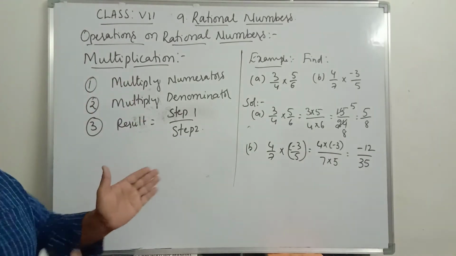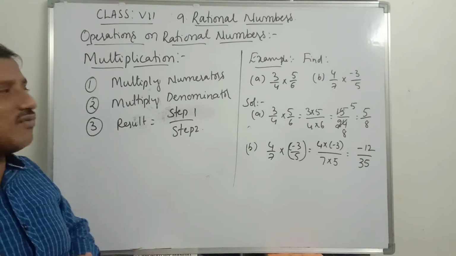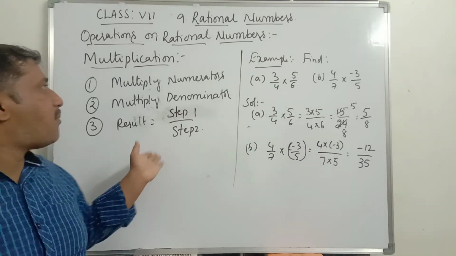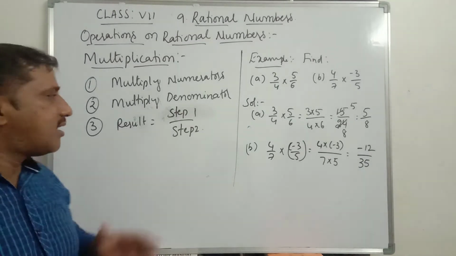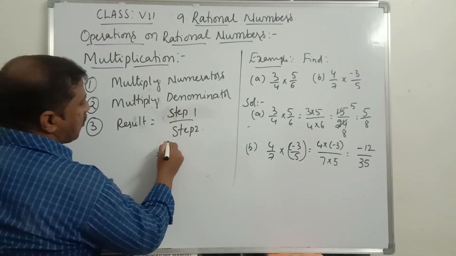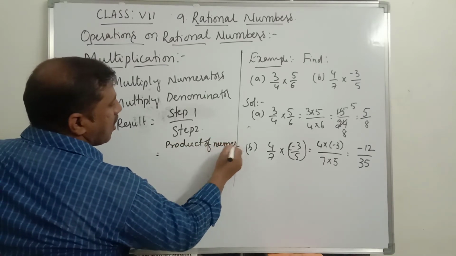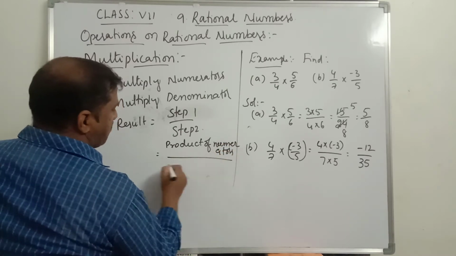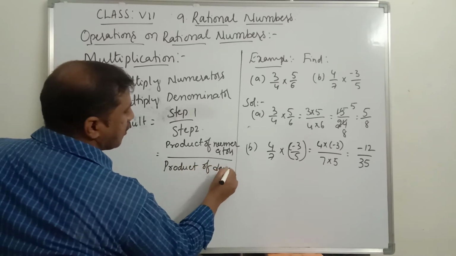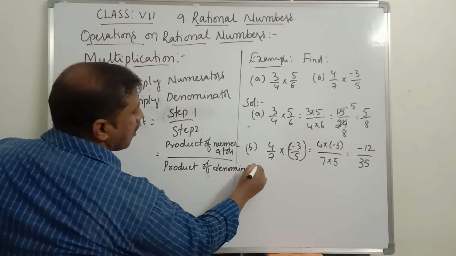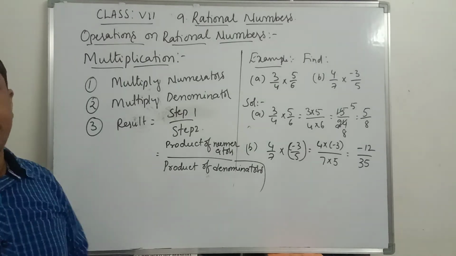So three steps are there. We will multiply the numerators and we will multiply the denominators. Those two steps' results we take as step 1 divided by step 2, that is the product of numerators divided by the product of denominators. Is it clear, children? That is, step 1 by step 2 means the product of numerators divided by the product of denominators. So like this we take the third step. Is it clear, children? Right?